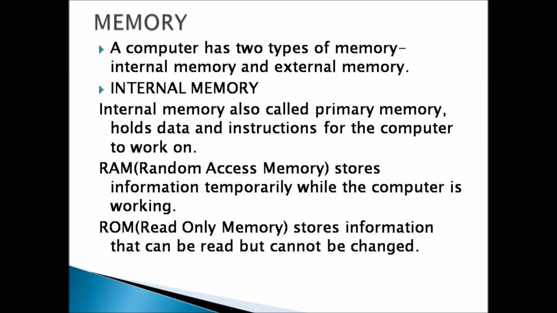What is meant by RAM? It means random access memory. Random access memory stores the information temporarily while the computer is working. And the next one is ROM. It is read-only memory. It stores the information that can be read, but it cannot be changed. Okay, children, this is the difference between the RAM and ROM.